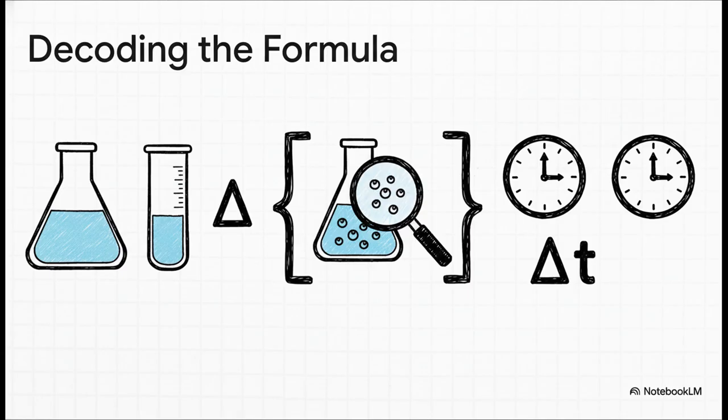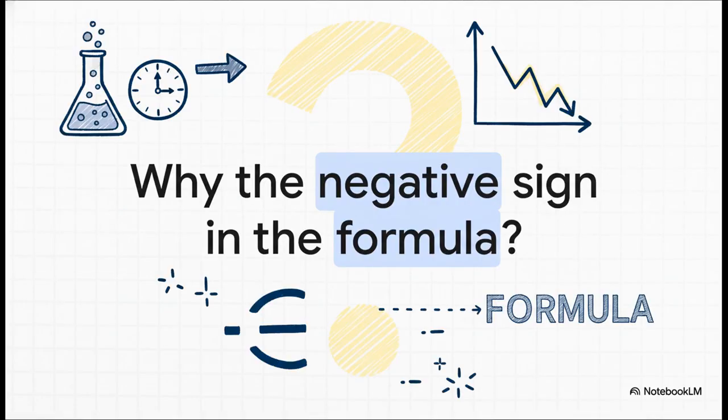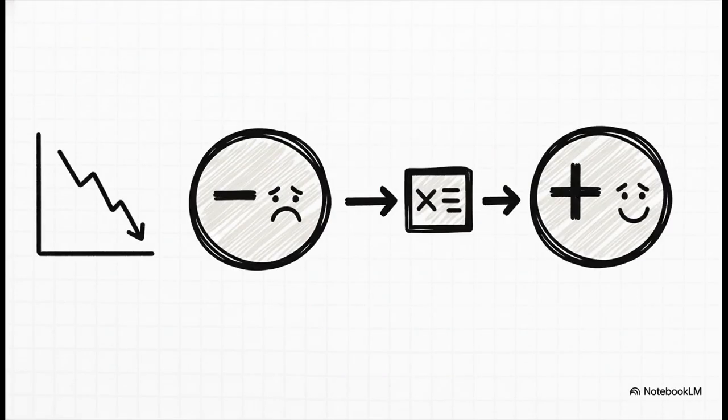See? Simple as that. But wait a second. Did you happen to spot that negative sign right at the front of the formula? Why in the world is that there? I mean, it seems a little weird to have a negative speed, doesn't it? Well, here's the really clever reason. Since the amount of our reactant is going down, it's decreasing, the change we calculate is technically a negative number.